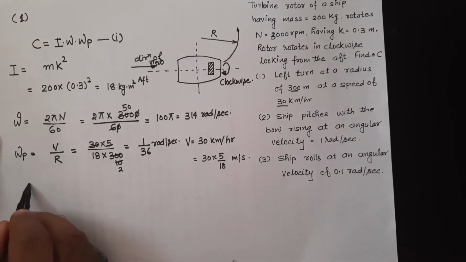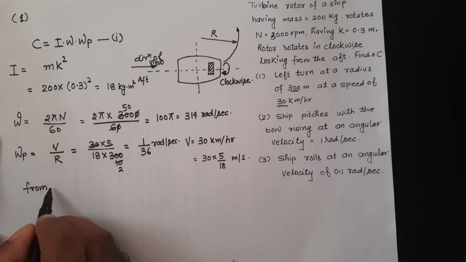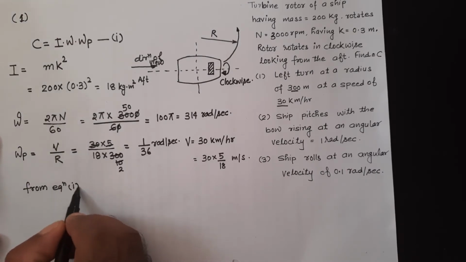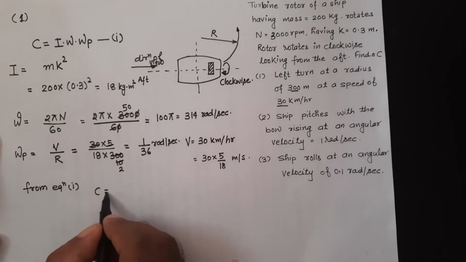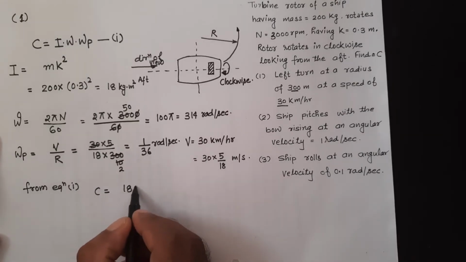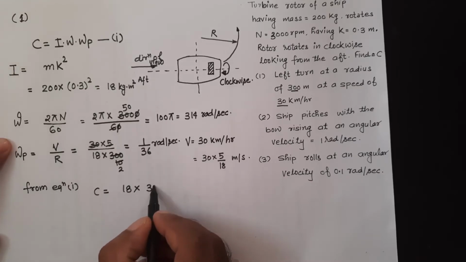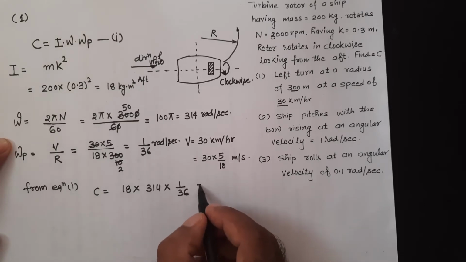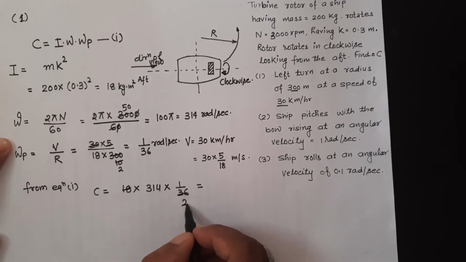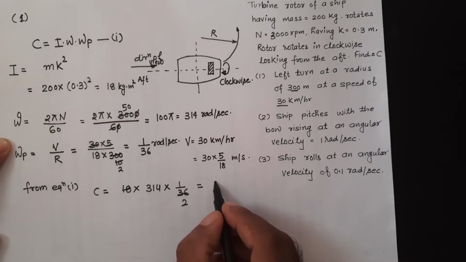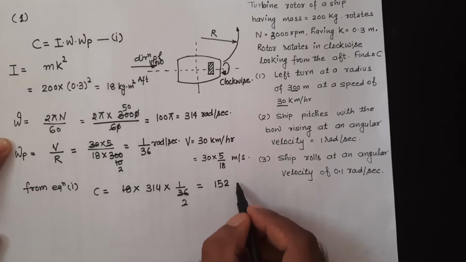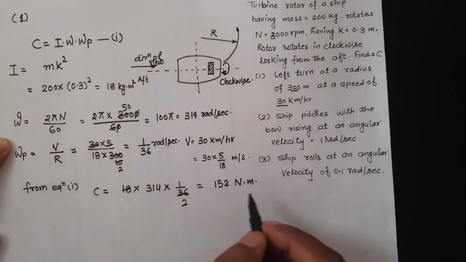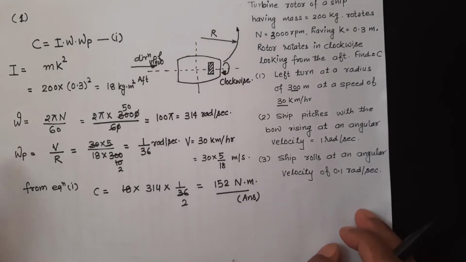From equation 1, we have calculated all these values one by one. So C will be I, which is 18, omega is 314, and omega P is 1 over 36. You simply calculate this value, and it comes out to 157 Newton meter. This is the first part, the gyroscopic couple when it is making a left turn.